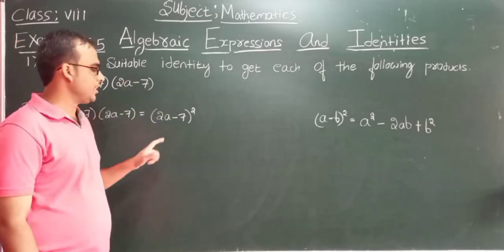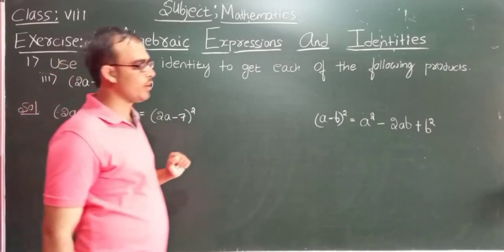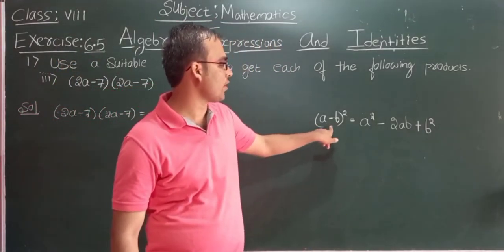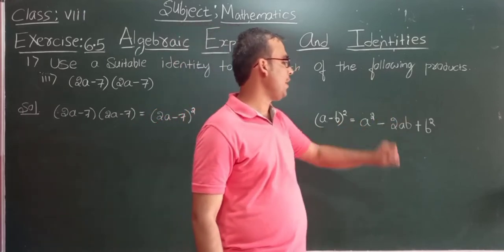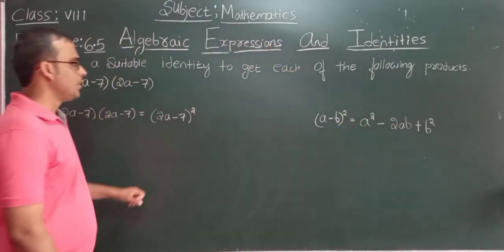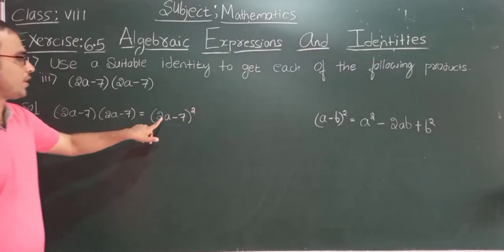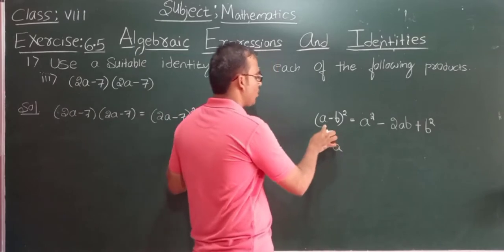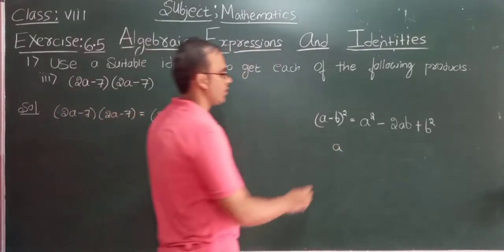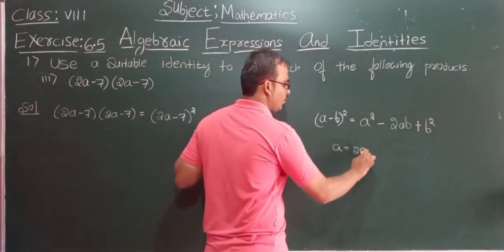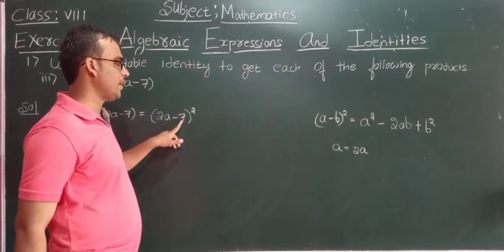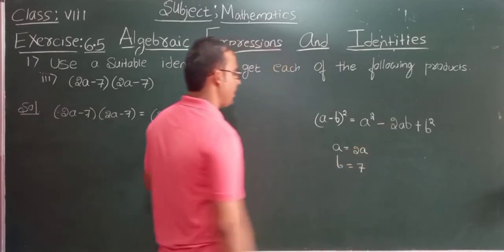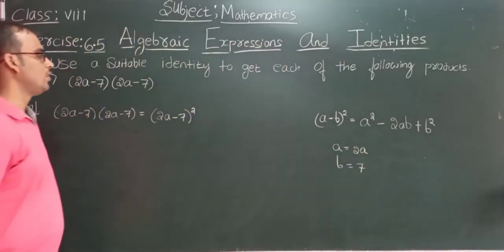Okay, students, it is of the form a minus b whole square. Okay, so look at here. It is of the form a minus b whole square. That is, a minus b whole square is what? A square minus 2ab plus b square. Now, we will compute this one with this. So, in place of a, what is there? 2a. So, write 2a. Next, in place of b, what is there? 7. In place of b, 7 is there.